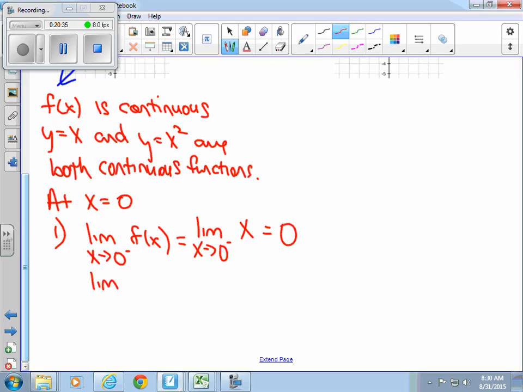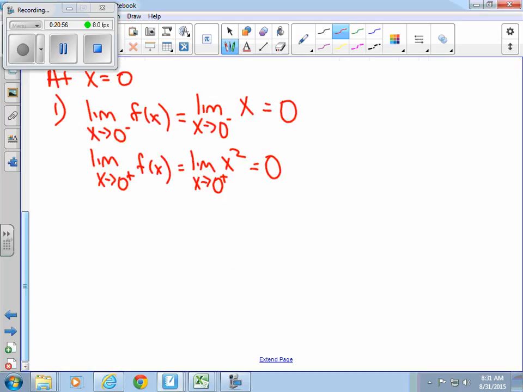The limit as x approaches 0 from the right of f of x. Again, this is just me showing the AP reader that I know what I'm doing. That means I'm going to come in on the x squared piece. As I approach 0 from the right on x squared, I get 0. Therefore, the limit as x approaches 0 of f of x exists.